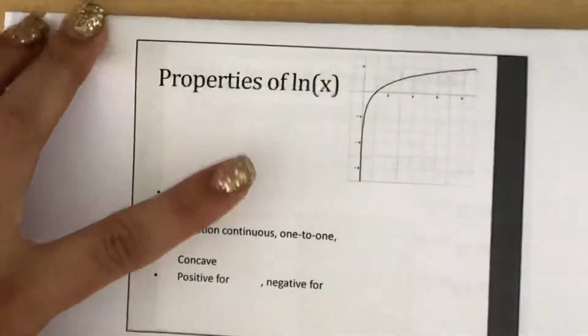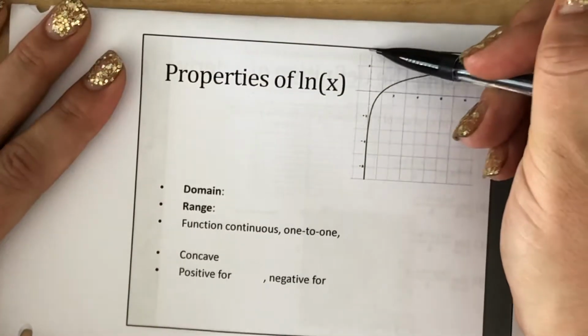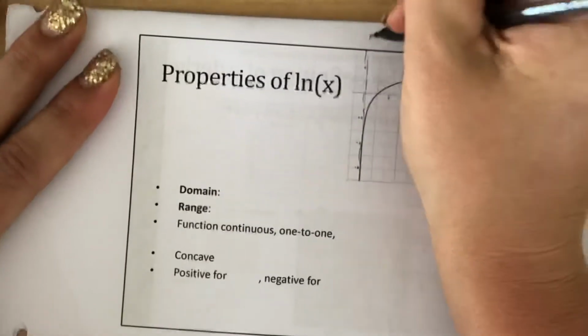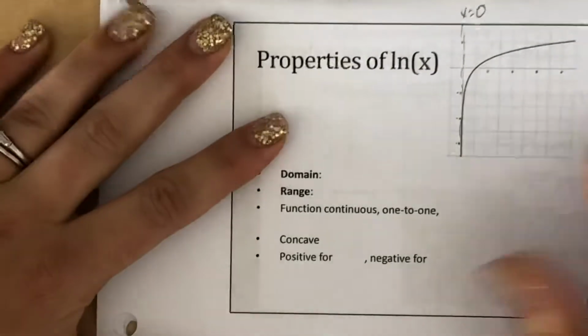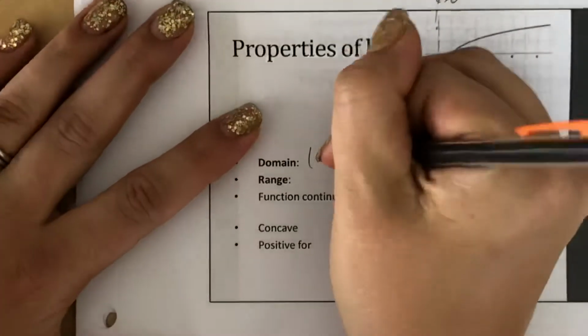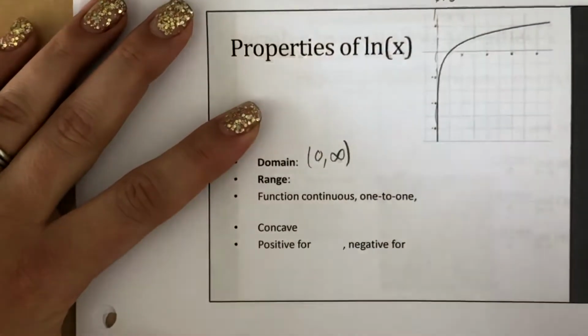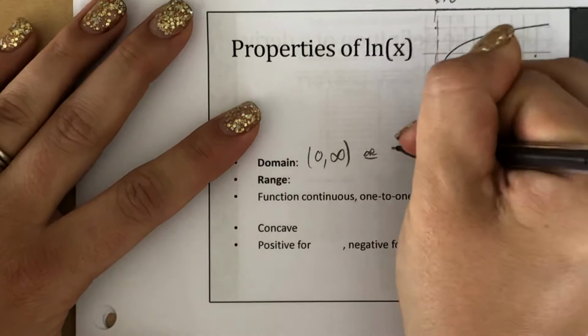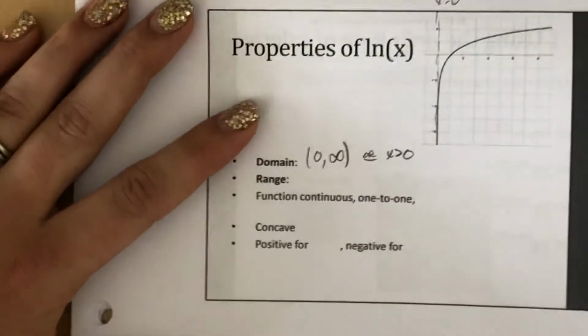So its domain, it has a vertical asymptote here at x equals 0. And so it doesn't include 0, and it only includes the positive inputs, so 0, infinity. Or you could say x must be strictly greater than 0.